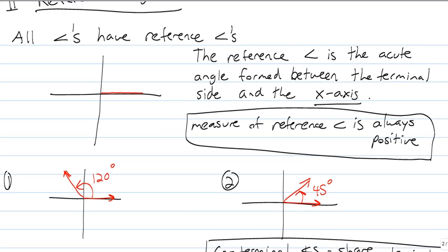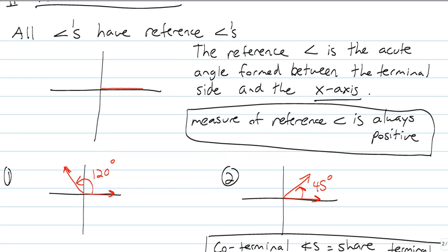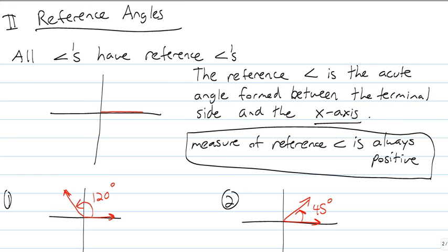So, it's always positive. So for example here, if I have an angle that goes from here to here, this would be my angle. My reference would actually be the acute angle from the x-axis, so here's my x-axis, to here. So it would be this angle right here. This is my reference. Okay, and we always measure it positively. So let's say this was 135 degrees. We would say that the reference is 45 degrees.